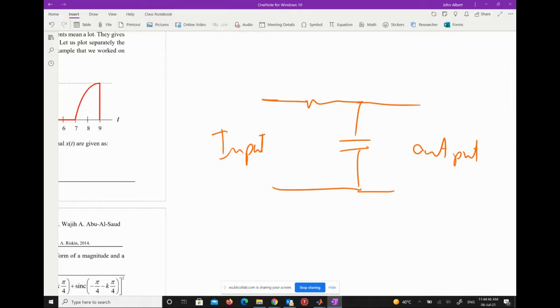What is the meaning of a low-pass filter? It means it passes low frequencies. You put in signals with low frequencies, they'll pass. You put in signals with high frequencies, they'll be rejected. They'll be filtered out. This is why it's called a filter.